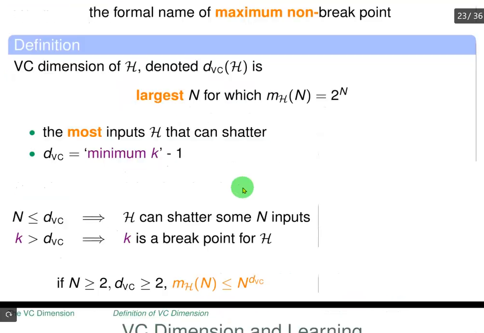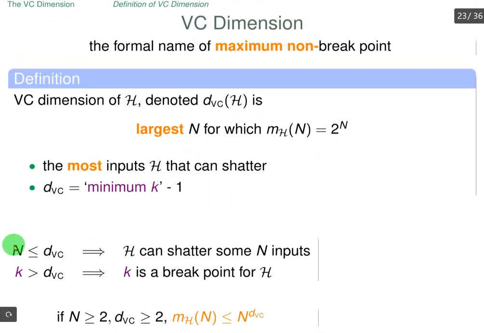So further, we can see that if N is less than the VC dimension, then H can shatter some inputs of the training data set. If k is greater than the VC dimension, then k is a breakpoint for H. We can define this relationship. And further, if the number of examples or training points N is equal to or greater than 2 and the VC dimension is equal to or greater than 2, then the growth function is bounded by N to the d_VC.